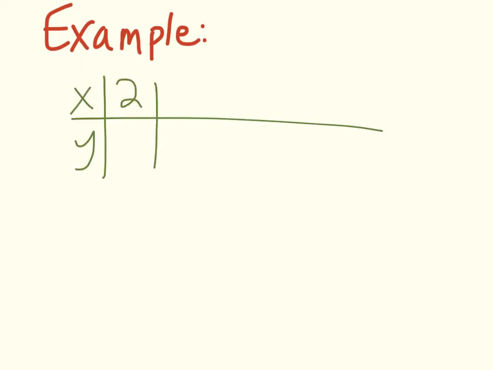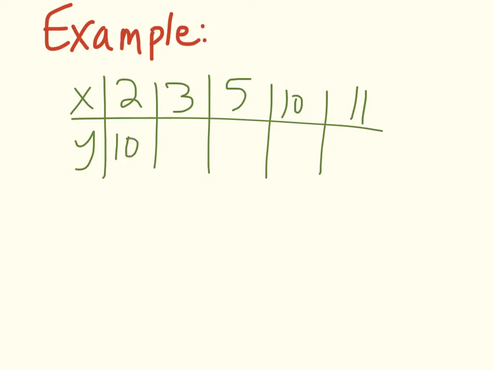So we'll use 2, 3, 5. We'll use the same ones we did last time, 10 and 11. So let's say that if x is 2, y equals 10. If x is 3, y equals 8. If x is 5, y equals 4. If x is 10, y is negative 6. And if x is 11, then y is negative 8.